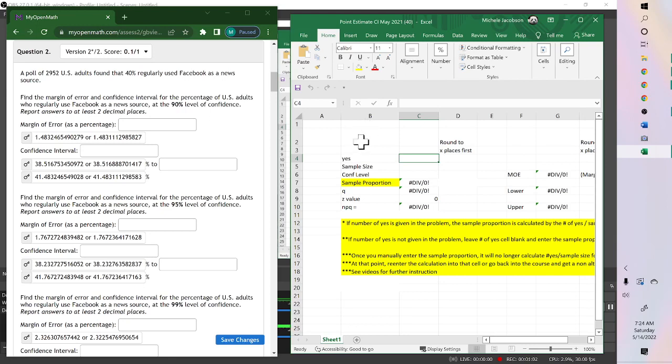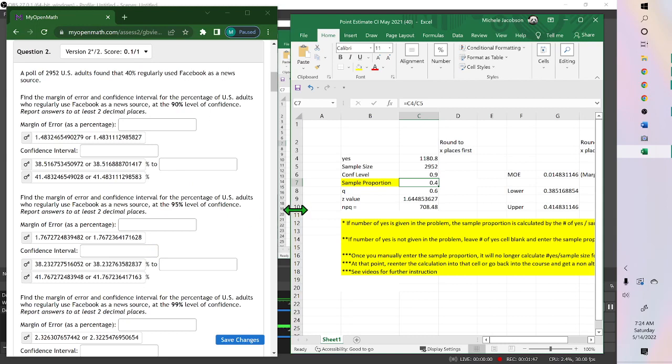By using an equation, you can put equals your sample size, 2952, times (an asterisk) and then we want 40% as a decimal, 0.4. So that will give us 40% of the sample, which would be the number of yeses. Sample size, 2952. And confidence level, the first one is 0.9. And then it gives us our margin of error, lower and upper. They want the percent, so these were all multiplied by 100.